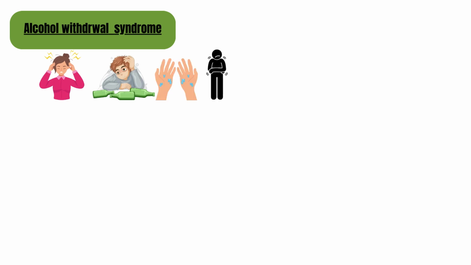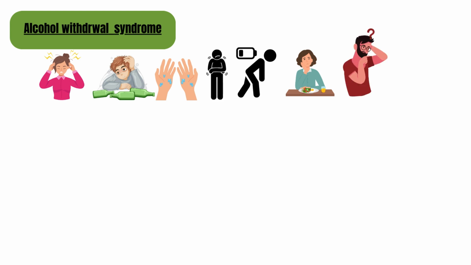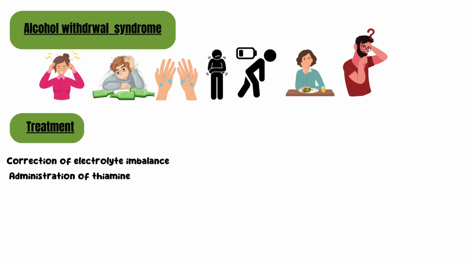If we stop alcohol suddenly, it causes alcohol withdrawal syndrome, showing the symptoms of headache, increased craving for the drug, clammy skin, shakiness, fatigue, appetite loss, and difficulty in thinking. These withdrawal symptoms can be treated by correction of electrolyte imbalance, administration of thiamine, and sedative hypnotics to treat ataxia, insomnia, and other CNS symptoms.